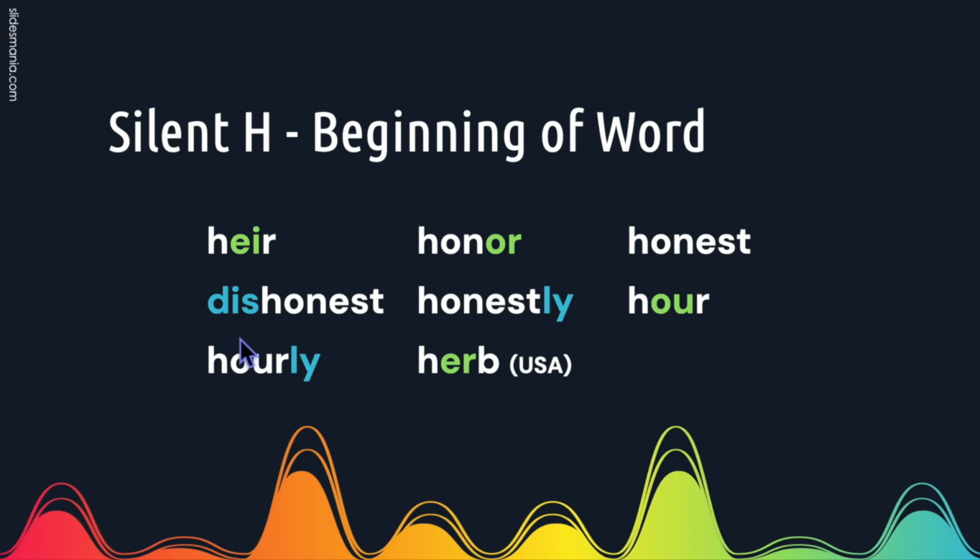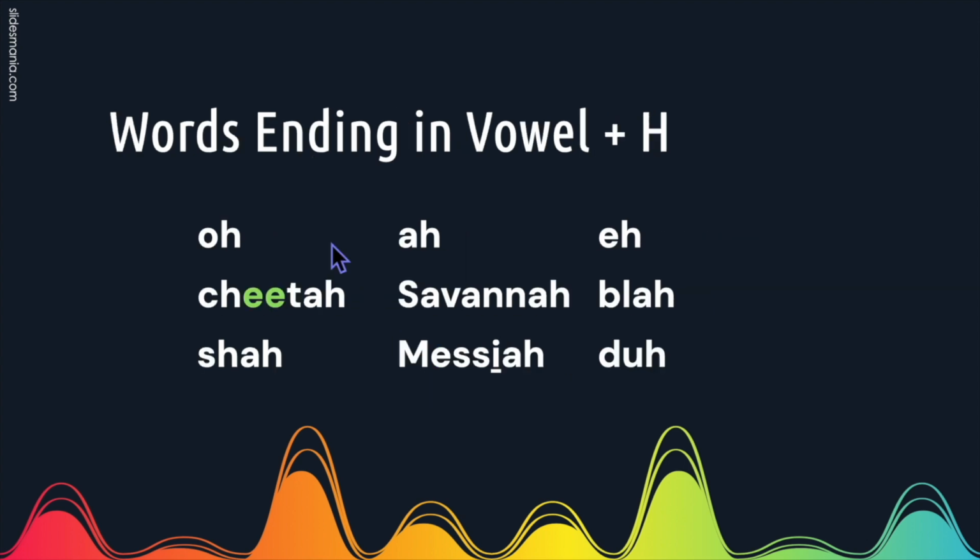We can add prefixes and the H still remains silent. Dishonest. We can add suffixes. Honestly. This OU is going to say ow, hour, hourly, herb. Note that in the US, the H is silent in this word, but in some countries, the H is pronounced.